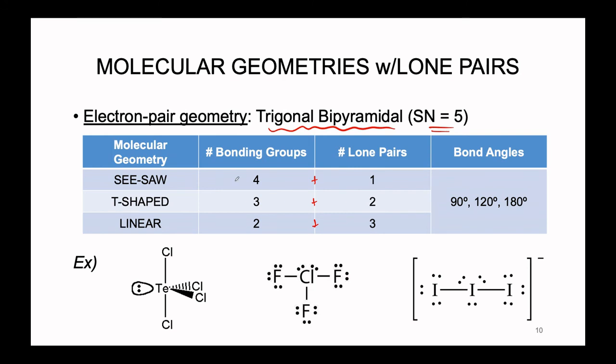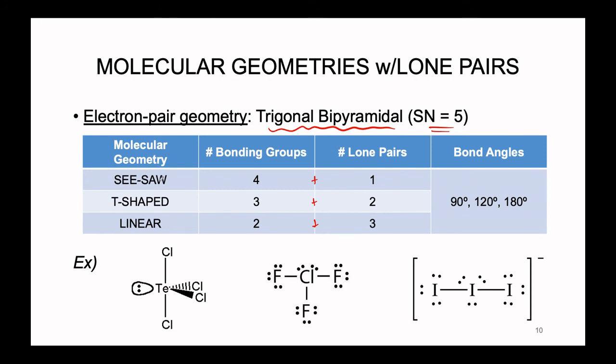So in the event that we have 4 bonding groups and 1 lone pair, we call this shape the seesaw shape. In the event we're looking at a molecule that has 3 bonding pairs and 2 lone pairs, we call this the T-shape. And when we have 2 bonding groups and 3 lone pairs, this is actually another way to make a linear configuration. So we have 3 different illustrations down below, and we can pick out where each of these shapes is coming from.